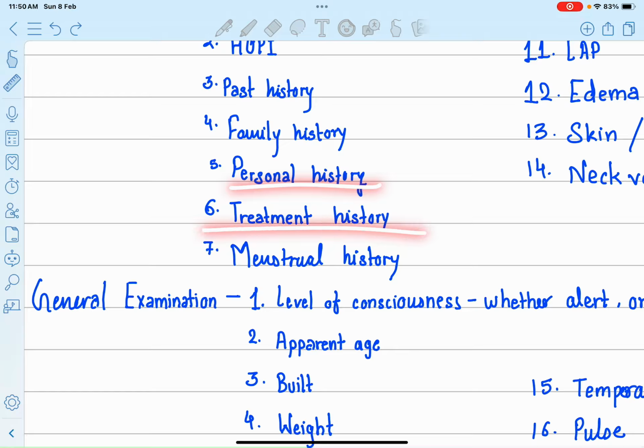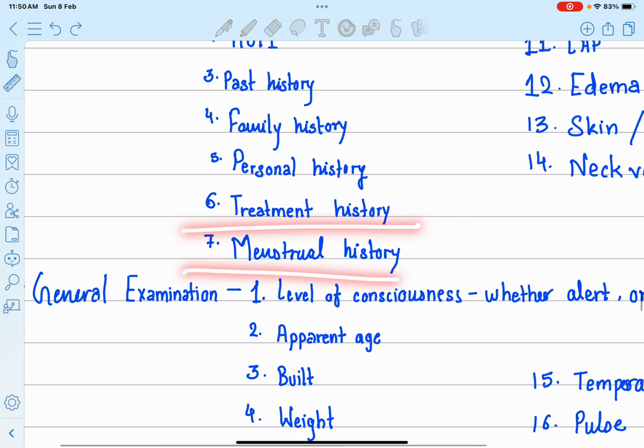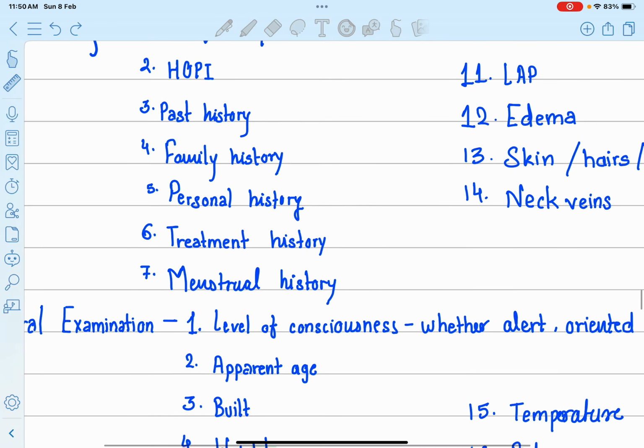Then treatment history. Treatment history covers any medications that are going on, like if the patient has BP, then that medicine should be mentioned here, or any treatment taken in another hospital that is continuing today also, then you should mention it. Then menstrual history is also very important for female patients, you should mention it.